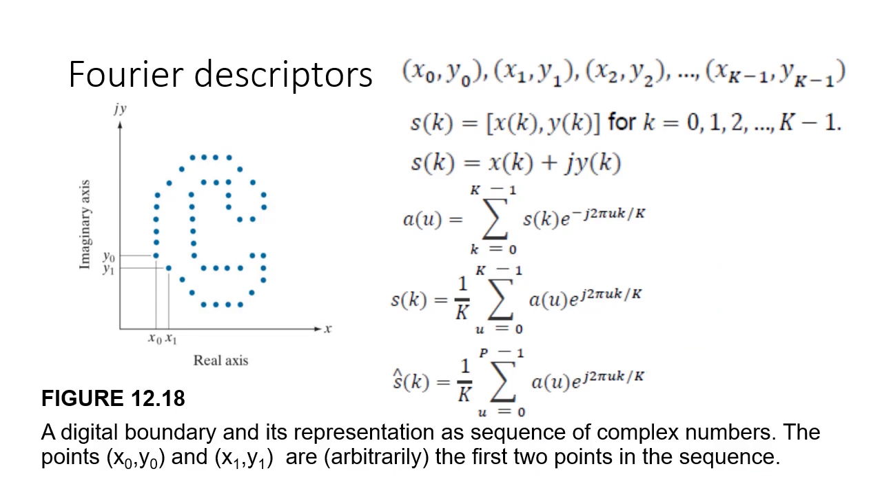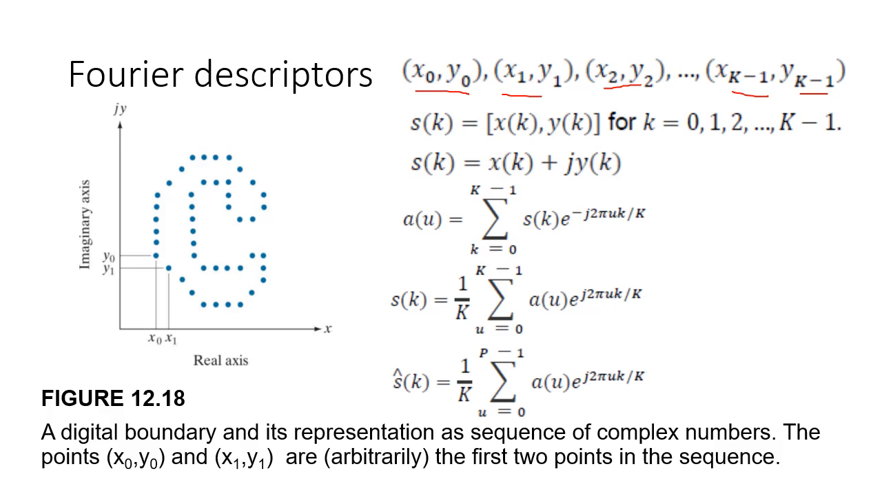So in Fourier descriptor, let's say we have an object that looks like a character C in this picture. It consists of x0, y0, x1, y1, x2, y2, and so on. And the number of points is K, with indices starting from 0 and ending with K minus 1. Now we could represent each point in this two-dimensional space as a point in one-dimensional space.